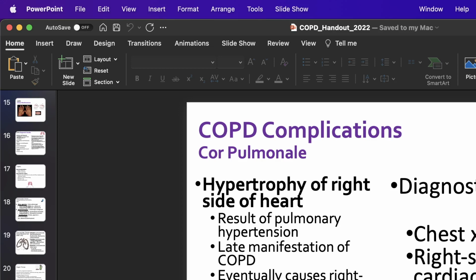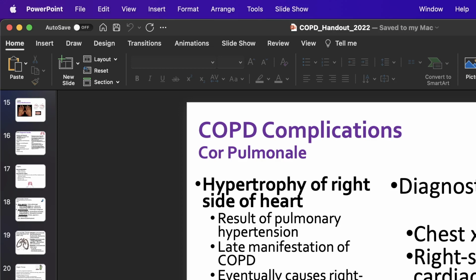Hepatomegaly, that's associated with right-sided failure, peripheral edema, and leaking. Diagnostics, nothing new here. Certainly chest x-ray to see what precipitated the exacerbation, if it's pneumonia, so we can treat accordingly. Right-sided cardiac cath, if we suspect cor pulmonale or right-sided failure, ditto for the echo. The BNP levels, we know we check that in individuals who are worried about heart failure. ABGs we've discussed ad nauseum, and pulmonary function tests.